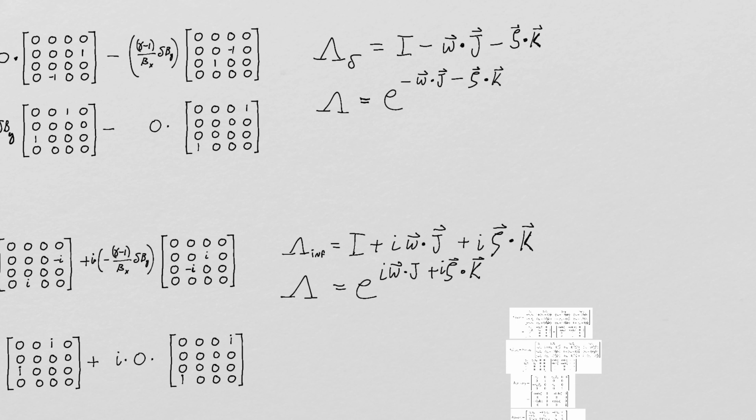So the Jackson convention is this, by the way. The minus signs are in play, there are no i's, and ultimately the finite boost is e to the minus omega dot J minus zeta dot K. So this is the convention that Jackson uses.